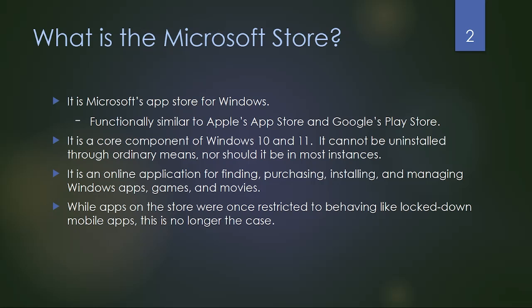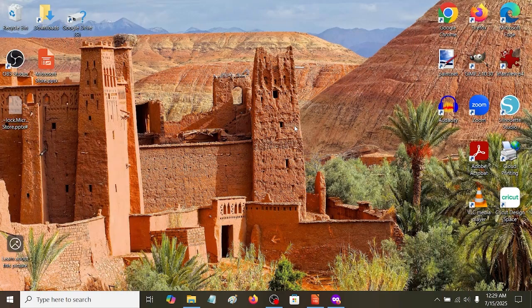And with the Microsoft Store, that used to be the case. Applications would have to implement something called the UWP, or Universal Windows Platform. But because of consumer and developer complaints, that's no longer the case. So you will find full-fledged desktop applications on the store now that are not quite as locked down as the average store app.